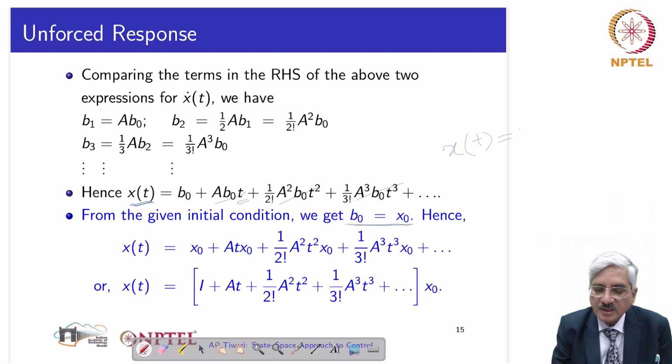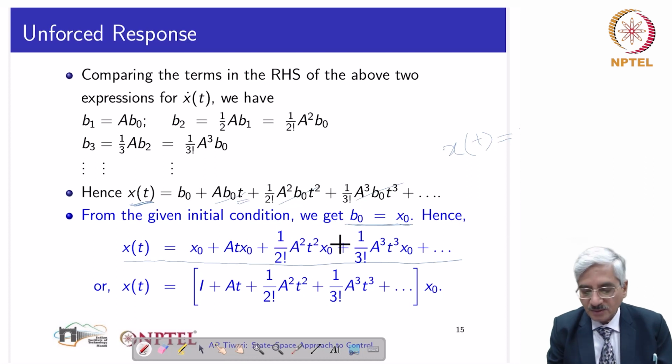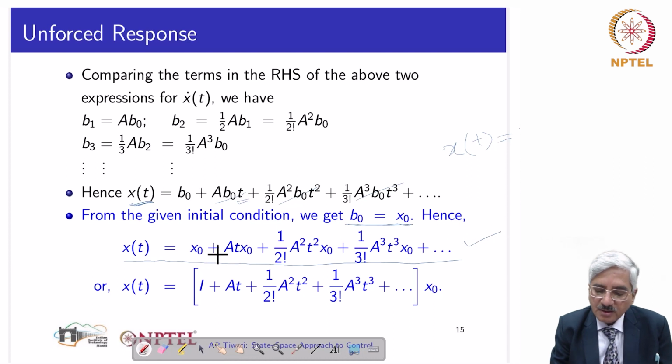We get this. And this we substitute in the solution of x, which was shown in the previous slide. So we'll get x(t) equal to this expression. x0 plus A t x0 plus 1 by factorial 2 A square t square x0 etc. And in that we take x0 common on the right, leaving other terms together as x(t) equal to identity matrix plus A t plus 1 by factorial 2 A square t square etc.